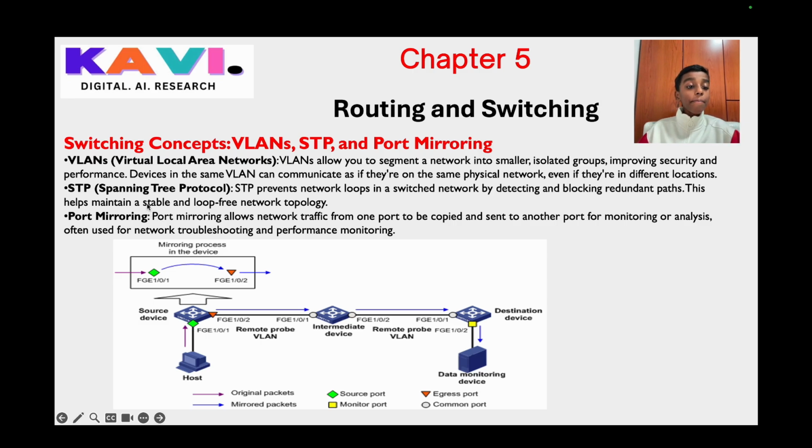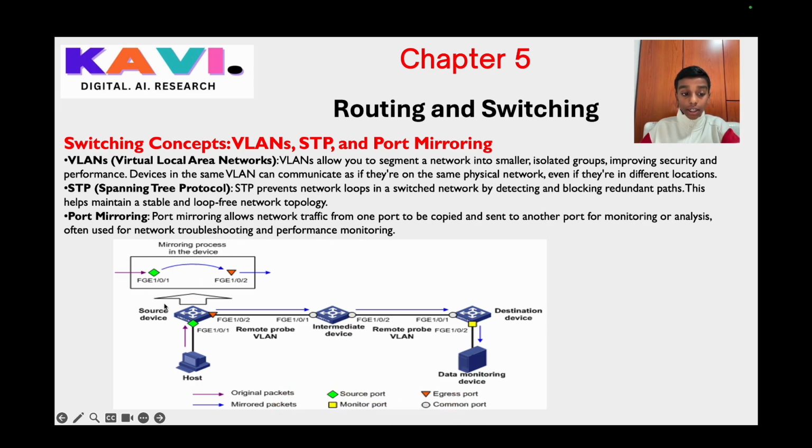Now let's move on to the STP switching component. STP, or Spanning Tree Protocol, is used to prevent network loops in a switched network by detecting and blocking redundant paths. This helps maintain a stable and loop-free network topology. Now let's move on to port mirroring. Port mirroring allows network traffic from one port to be copied and sent to another port for monitoring or analysis, often used for network troubleshooting and performance monitoring.